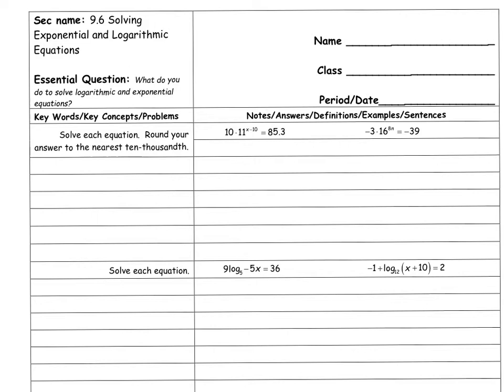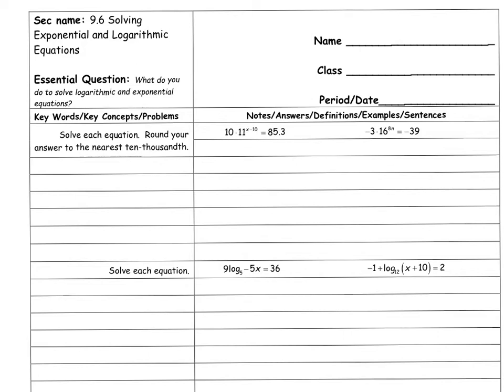We've got two of them, 9.6 and 10.1. At the end of this week, you will be doing a checkpoint on 9.5 and 9.6. So I hope that you've been taking notes and keeping track of what you've been doing. 9.6 is very similar to 9.5. We're just solving exponential and logarithmic equations. And that's what your checkpoint is going to be on at the end of this week.